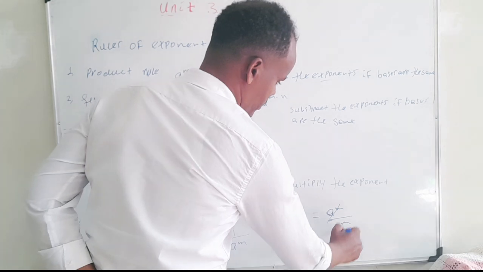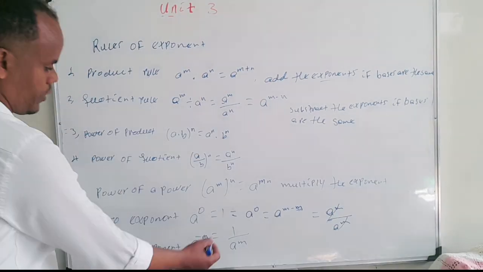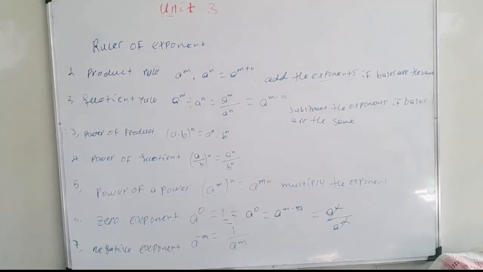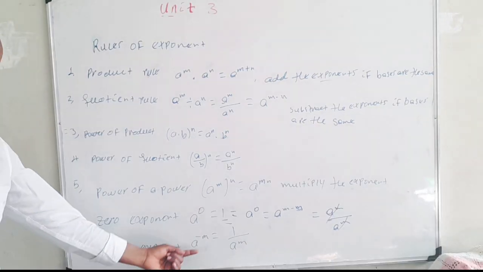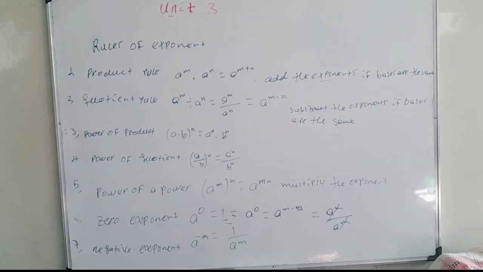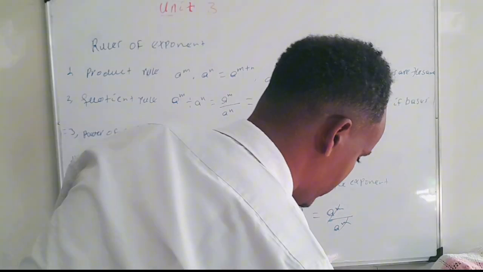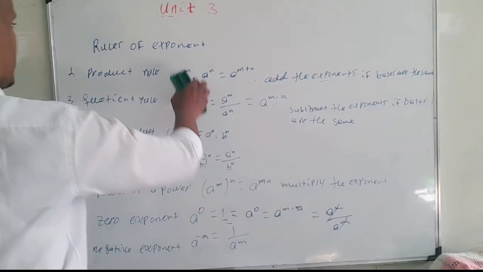A to the power of m is cancelled by a to the power of m. That is 1 even alone. Negative exponent means a to the power of minus m equals 1 over a to the power of m.